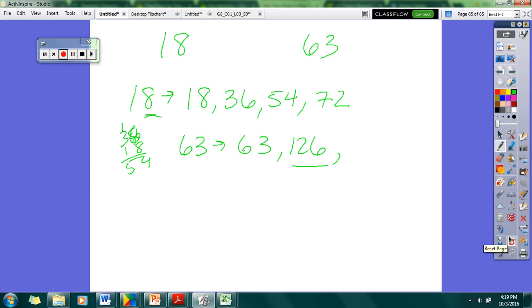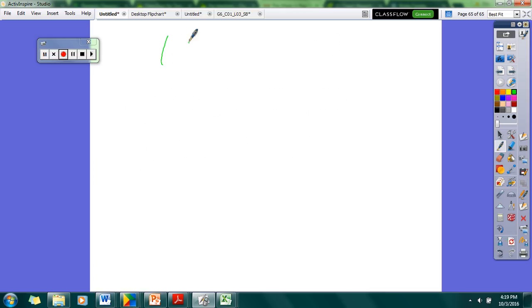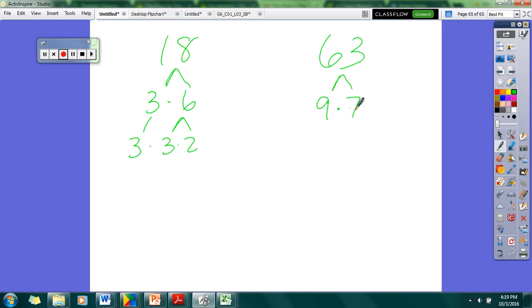So let's try a factor tree. 18 and 63. So I'm going to break up 18 into 3 times 6 and find a product of primes of 3 times 3 times 2. And then I'm going to go over 63 and do 9 times 7, and then I'm going to do 3 times 3 times 7. Okay?